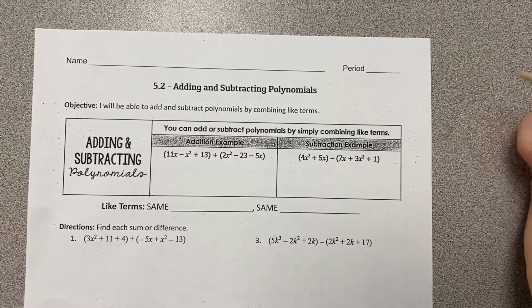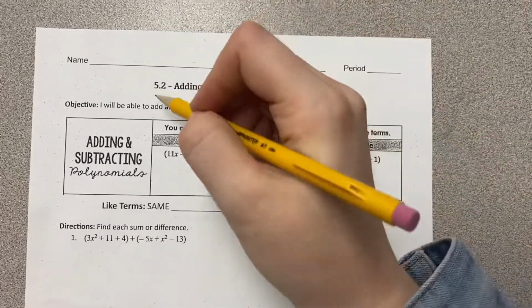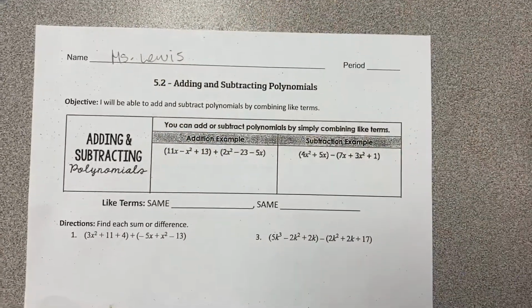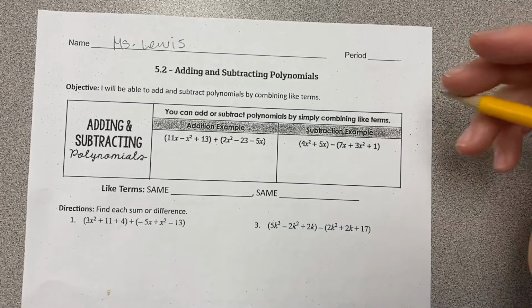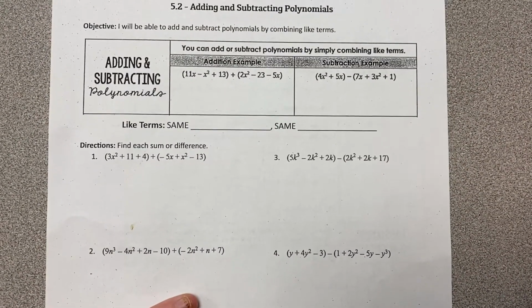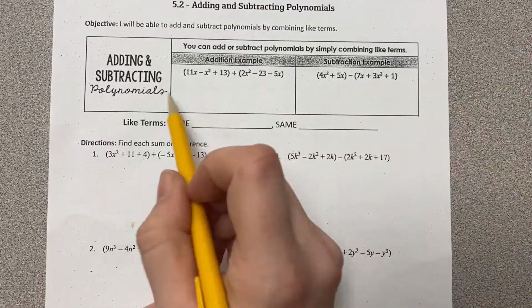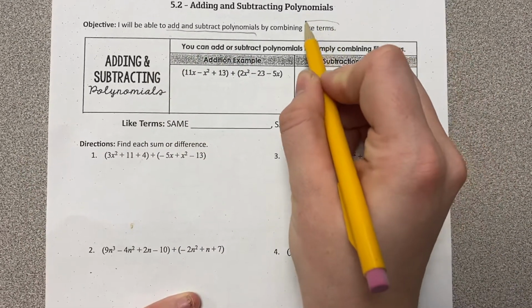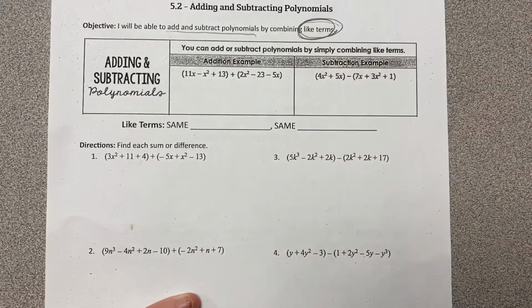All right, you guys, I'm going to walk you through lesson 5.2 on the back side of your notes. We started talking about this the other day, but I want to make sure that anyone who missed the notes or just wants some more clarification can do it. So whenever I am adding and subtracting polynomials, what I'm really looking for is like terms, okay?